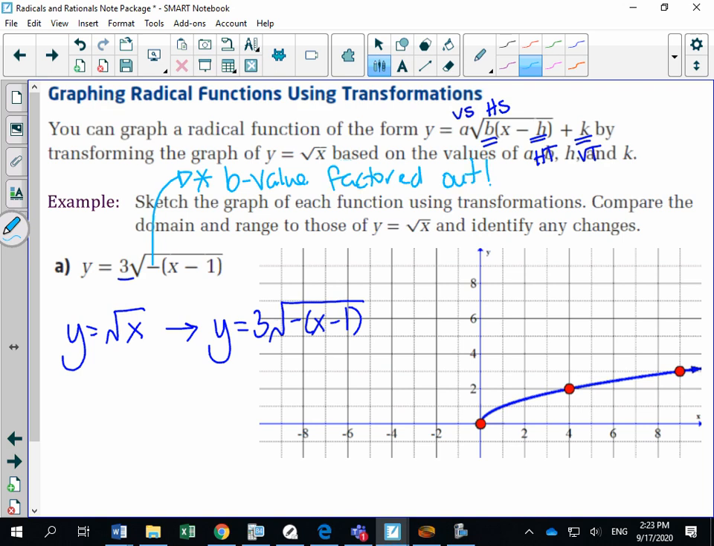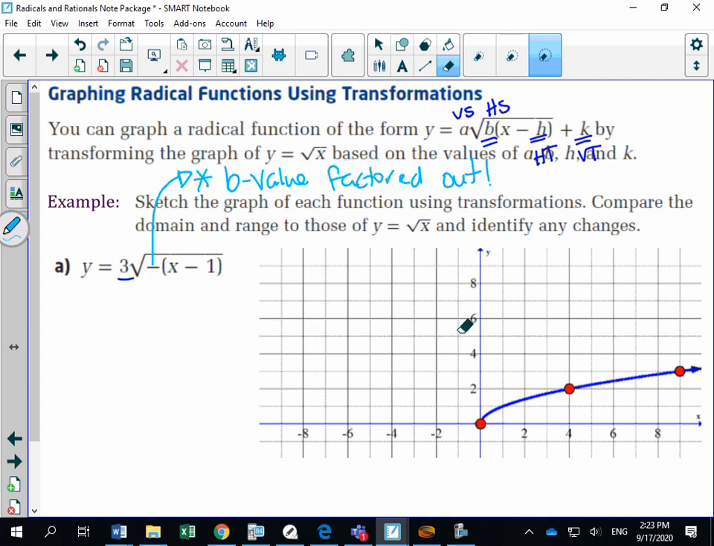I'll show you after we finish this question a b value that wouldn't be factored out, but we're lucky because this b value is. All right, let's write our parameters down, and then we'll talk about the meaning of each parameter. So that's my a value, and that's 3. This is my b value, and it's negative 1. And this is my h value. So the h value is 1.